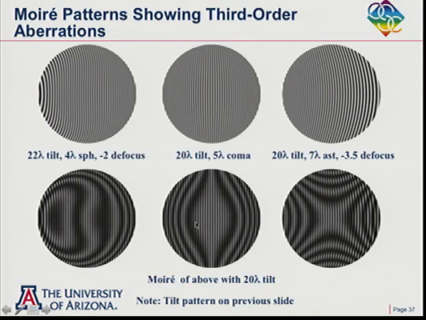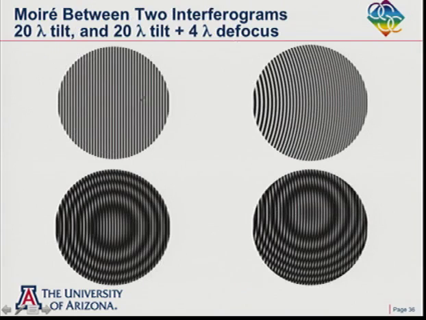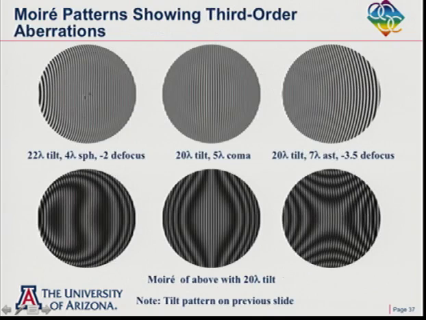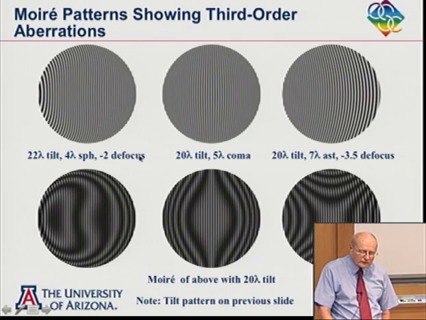So what I'm going to do is take this tilt pattern, which is 20 waves of tilt across a radius. I'm going to find the moiré between that and this pattern here, which is 22 waves of tilt, 4 waves of spherical, and minus 2 waves of defocus. So that has 22 tilt. Here I had 20 tilt, so I won't take out all the tilt. I'm going to get something like this. There's still a little bit of tilt left, and it's 4 waves of spherical minus 2 waves of defocus plus my 2 waves of tilt.